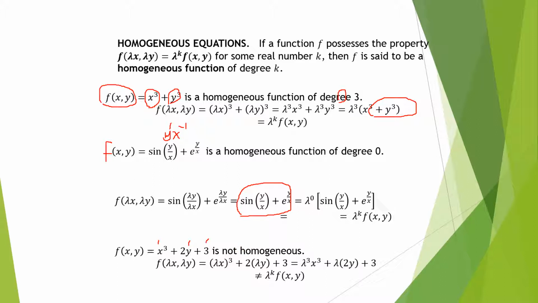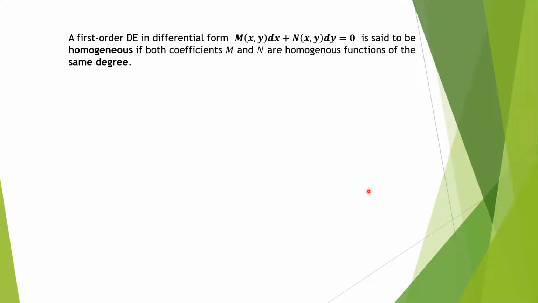Now, to solve this type of differential equation, a first order DE in the form M(x, y) dx plus N(x, y) dy equals 0 is said to be homogeneous if both coefficients M and N are homogeneous functions of the same degree.